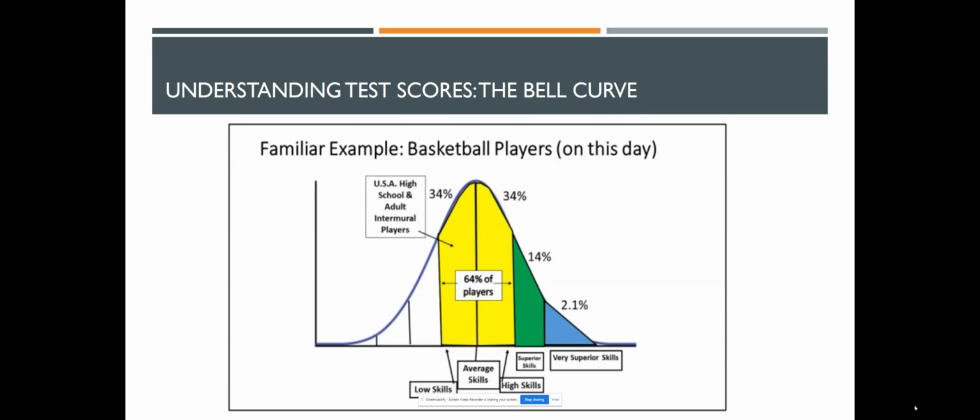The next section, 34% again in the yellow area, plus the previous section, is the biggest section in that this is where most of our basketball players in the United States are going to fall. This is where we would find high school basketball athletes and adult intramural players. Combining the previous 34%, this is where most of our players lie and is considered average skill level.